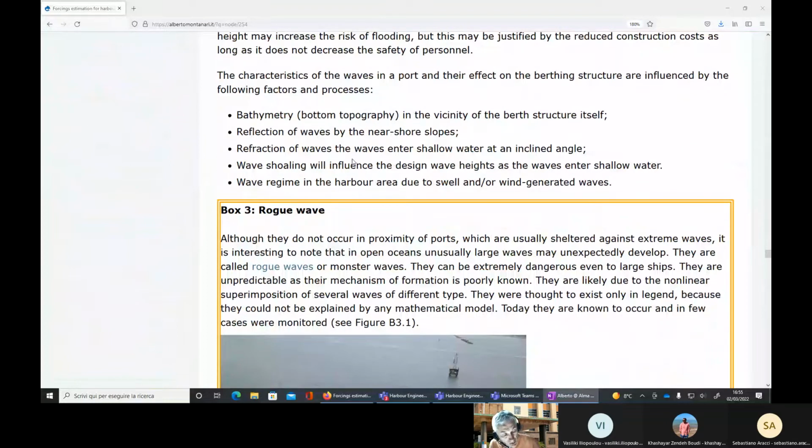But when is frequency important? Frequency is important for the risk that resonance occurs between the characteristic frequency of the waves and the characteristic frequency of the moored ship. I will try to explain this better.